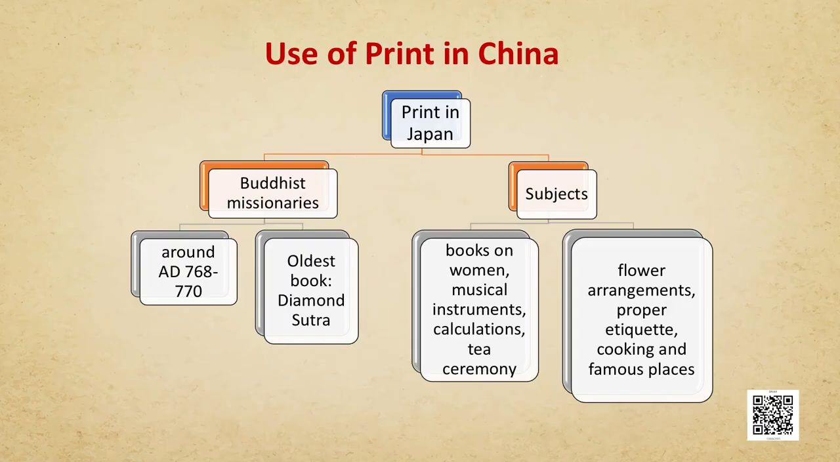It was basically carried by Buddhist missionaries to Japan around 768 to 770 AD, and the oldest book that was printed was known as the Diamond Sutra. And do you know what the subjects of these books were? Basically, books on women, musical instruments, calculations, the tea ceremony of Japanese people, flower arrangements, proper etiquette, cooking and famous places. So, these were the subjects that were talked about in print in Japan.